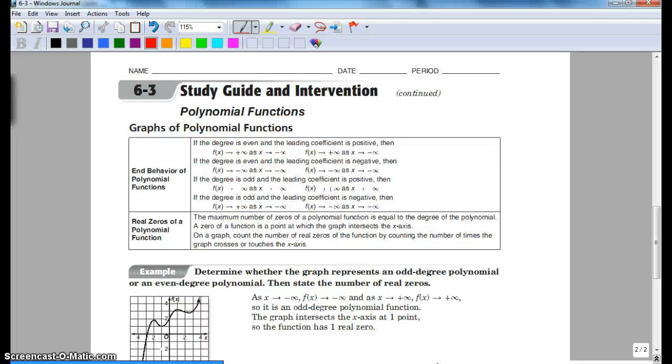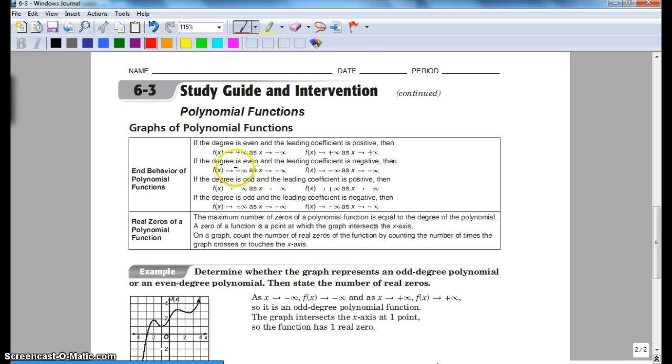Okay, let's continue on to the next page. Graphs of polynomial functions. Beginning with end behavior of polynomial functions. If the degree is even and the leading coefficient is positive, then f of x approaches positive infinity as x approaches negative infinity, and f of x approaches positive infinity as x approaches positive infinity.